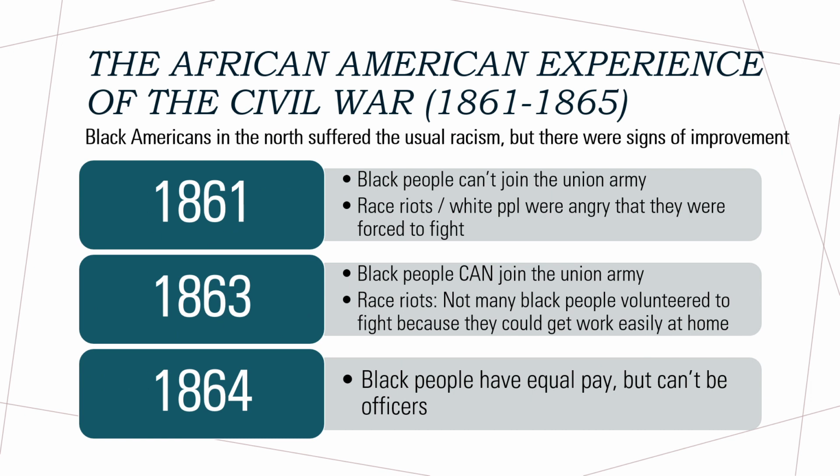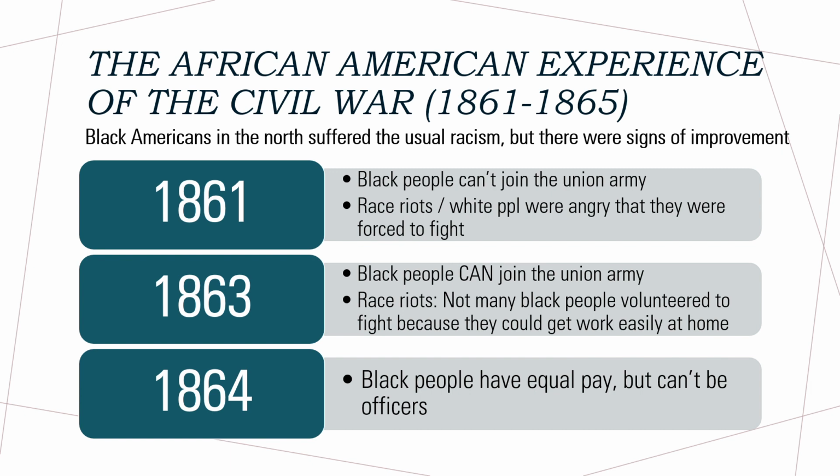Black Americans in the North suffered the usual racism. There were signs of some slight improvement. So here's a kind of timeline for you. In 1861, Black people were not allowed to join the Union Army. And a consequence of this was that there were a lot of race riots, because white people were angry that they were being forced to fight, and they blamed this on Black people, because they wanted Black people to risk their lives and not the valuable white people, as I say in quotation marks.